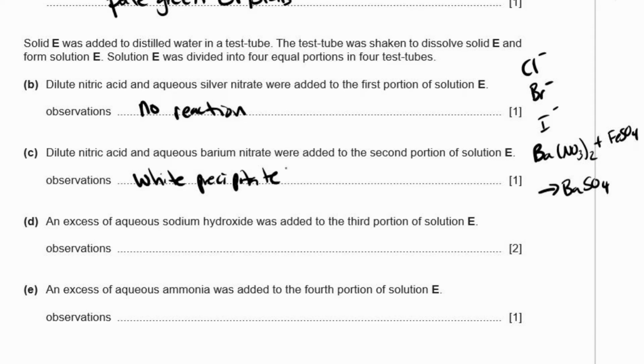Okay. D, an excess of sodium hydroxide was added to the third portion of solution E. Well, when sodium hydroxide is added to iron sulfate, you do get a precipitate. And as iron is green, you get a green precipitate. Okay, and E, an excess of aqueous ammonia was added to the fourth portion of solution E. Again, when ammonia is added to iron sulfate, you also get a green precipitate.